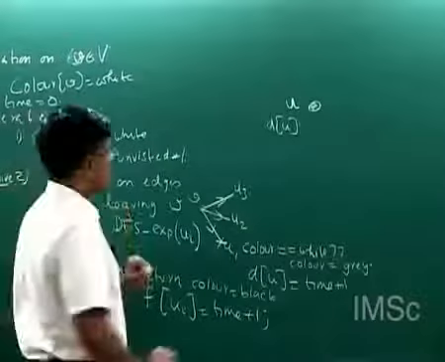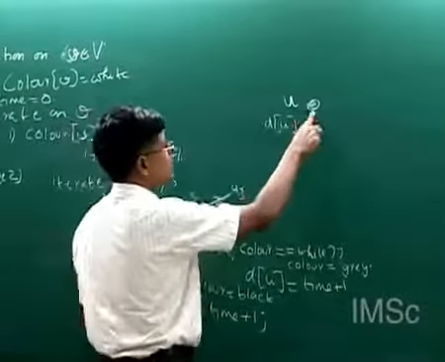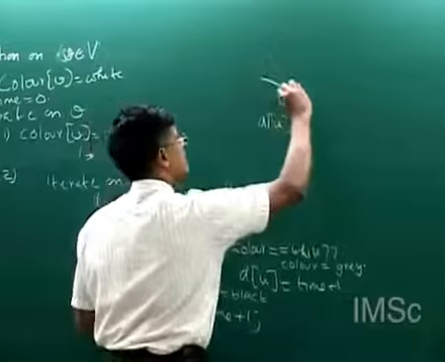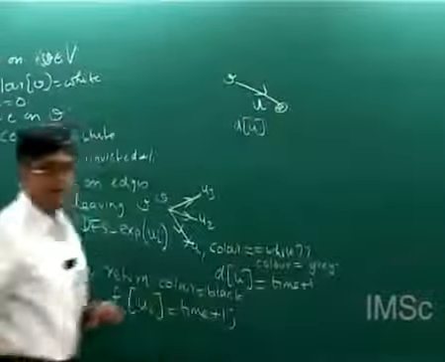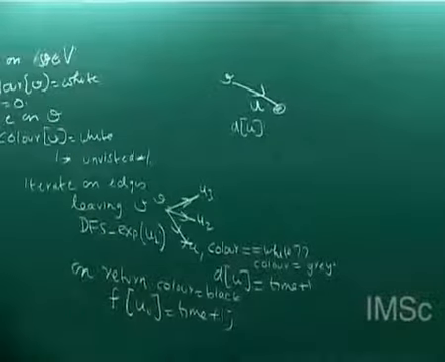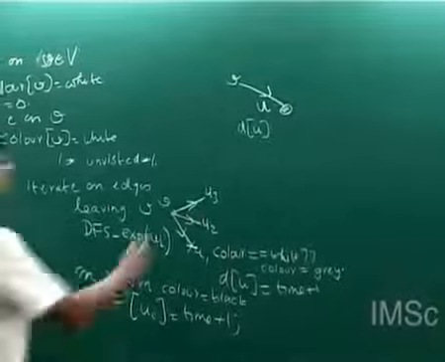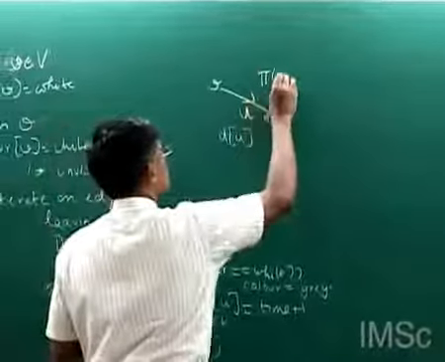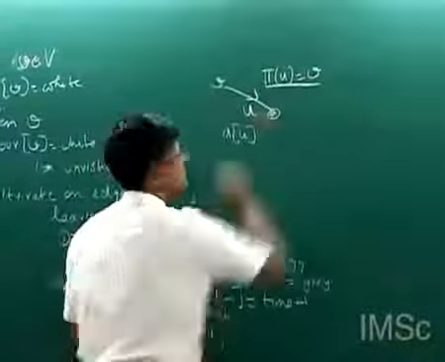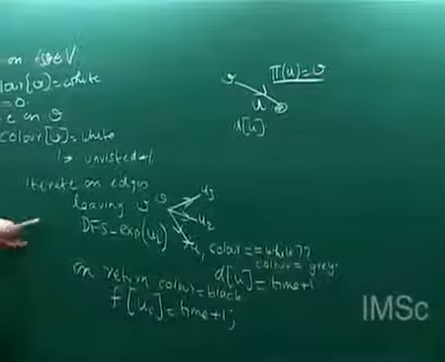Okay. One more thing that I forgot. If it was white here, you keep track of the vertex from where you came to this vertex, and pi, the parent of u, is set to v. So let me make this change here.